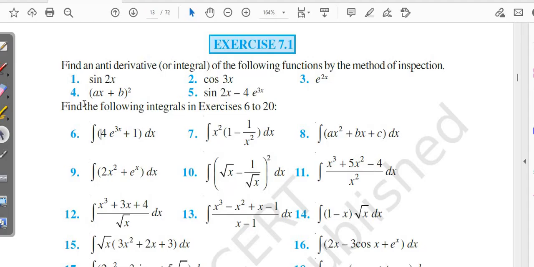So first let's have a look at what is given. Find the following integrals in exercises 6 to 20. So from question number 6 to 20, we are going to do the integrals. Not using the method of inspection, directly we can use the integral formulas and find out the integration for the given one. So what is the given question? First we'll note down what is given.